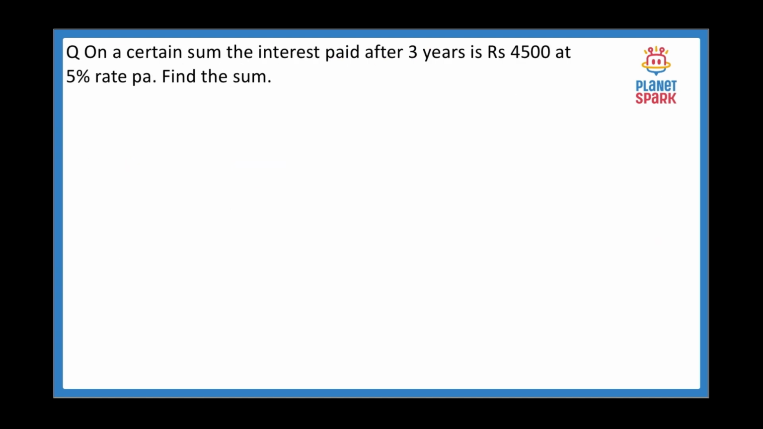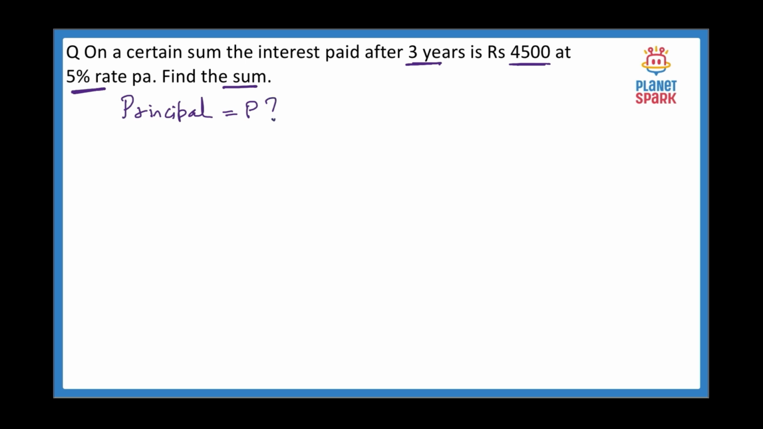The next question says, on a certain sum, the interest paid after 3 years is 4500 and the rate of interest is 5% per annum. Find the sum. What was the original amount? We are not given the original amount, so let's learn how to find the original amount. Original amount is the principal.